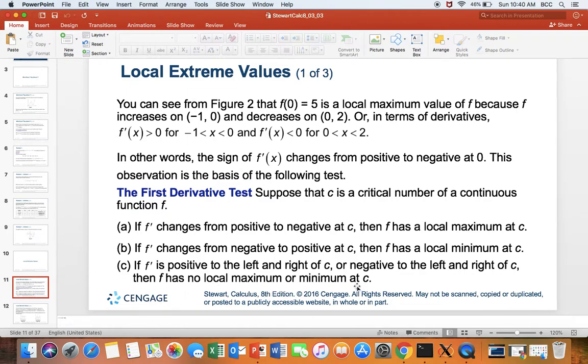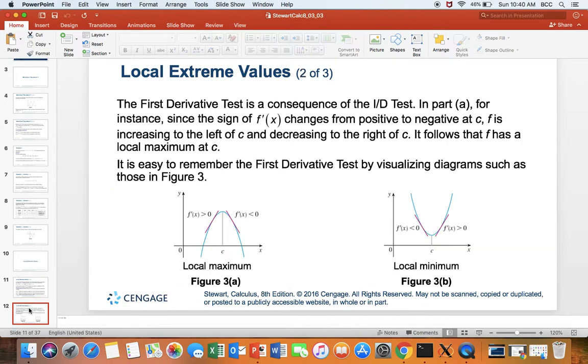This is better understood using some pictures. Here, f prime positive means you're going up. To the right, f prime negative means you're going down. So c will fetch you a local max. Likewise here, f prime negative on the left, f prime positive on the right. So you are decreasing on the left, increasing on the right. That means c will fetch you a local minimum.